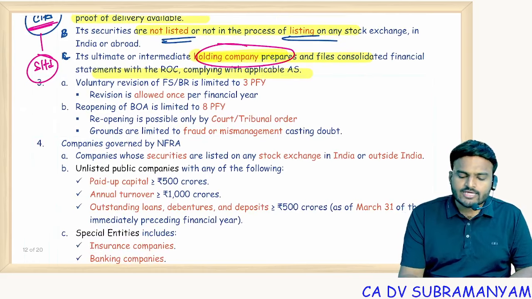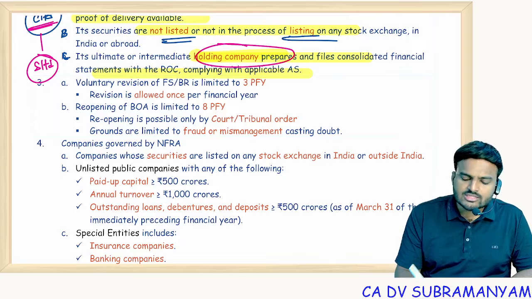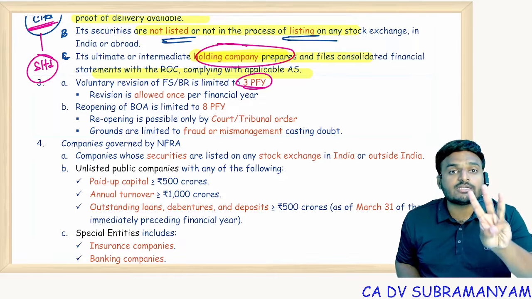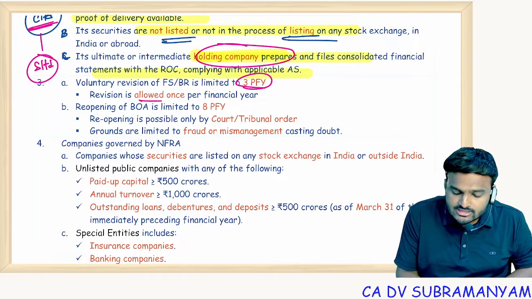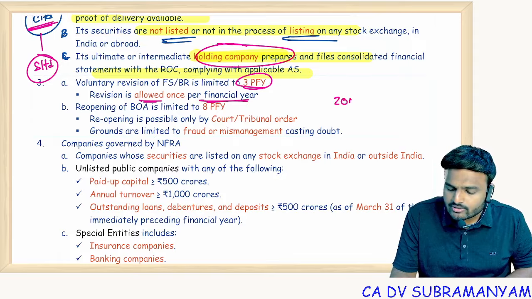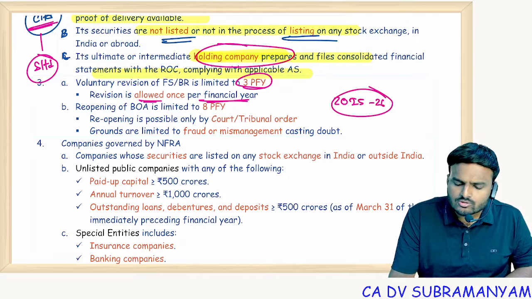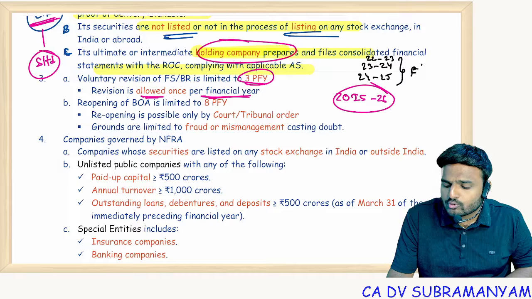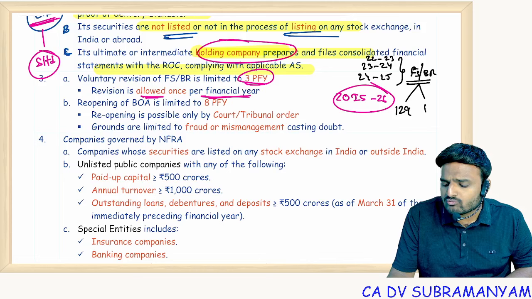Voluntary revision of financial statements, section 131. That revision is limited to the preceding 3 financial years only, and revision is allowed once per financial year. For example, right now we are in the 25-26 financial year, so you can go back 3 years, that means 24-25, 23-24, 22-23. These 3 years' financial statements and board reports can be revised because of non-compliance with section 129, 134.